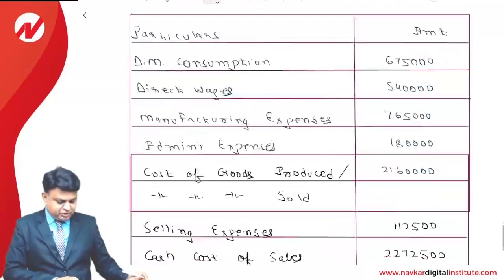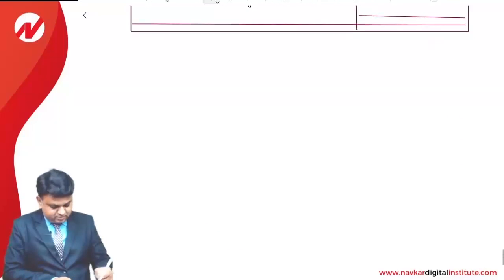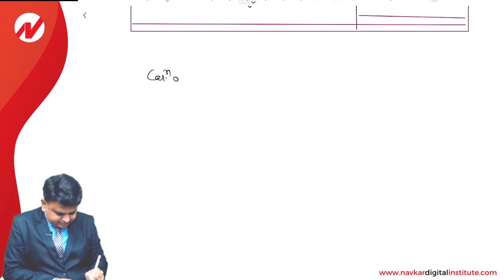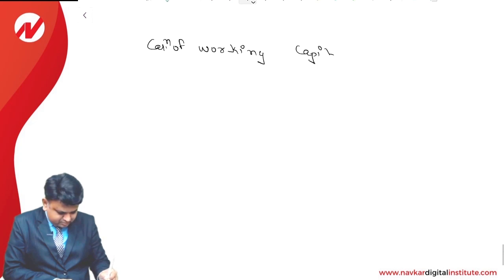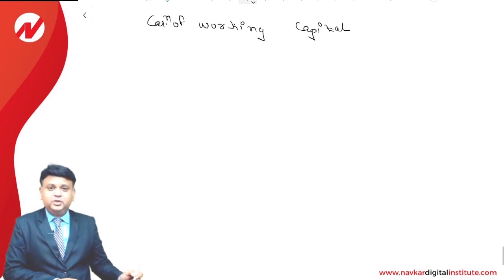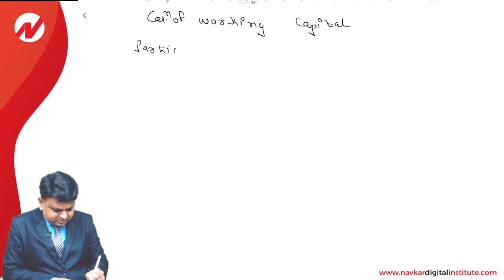After making the calculation of the cash cost of sales, we'll compute the working capital. So let us put a new heading, calculation of working capital. Let us see how to make the calculation of the answer. Again, column number 1 is particulars and column number 2 is the answer.